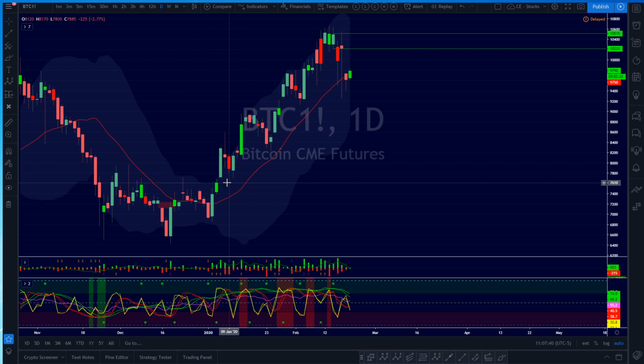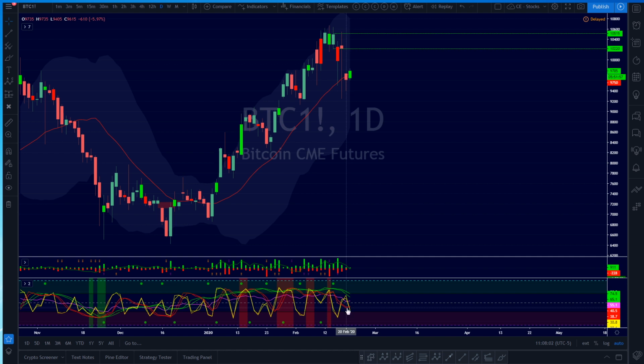We've got this gap here at 7,600. We've got this gap here, which is at about 8,500. And keep in mind that CME trades at a premium compared to spot. Yeah, I'm just reading some of the comments here in the chat. The 12 hour is bearish.